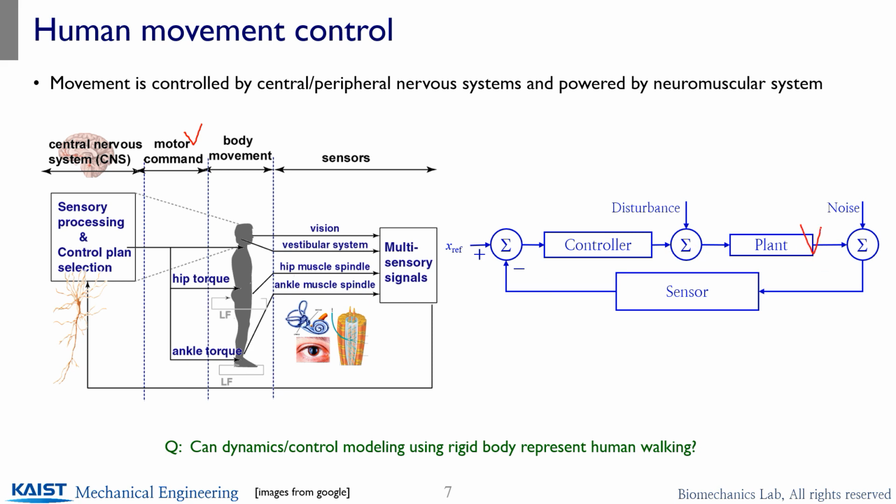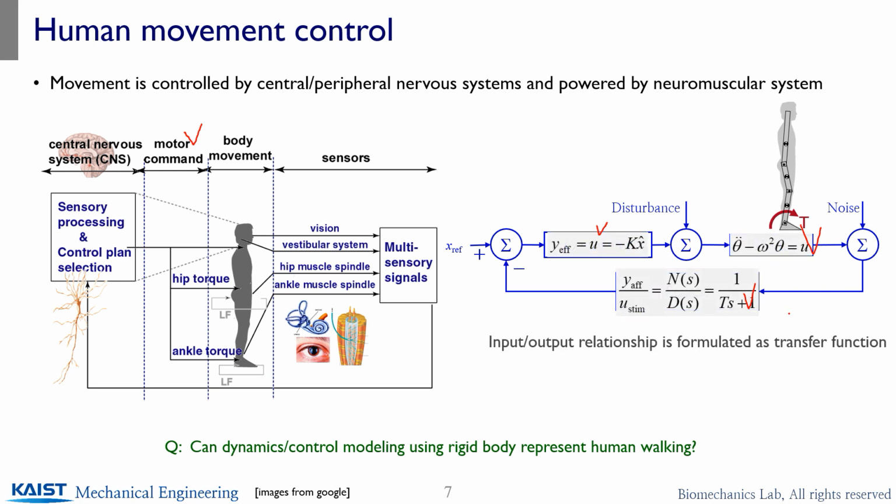Like, for example, you have a plant, and the plant output is sensed by the sensors, and those sensed signals are compared with the reference. So the errors are fed into the controller, and the controller generates the actuation signal so that the plant can be actuated. So when we have a plant that is the human body motion, this could be a possible biological control model that could explain human upright posture control, right?